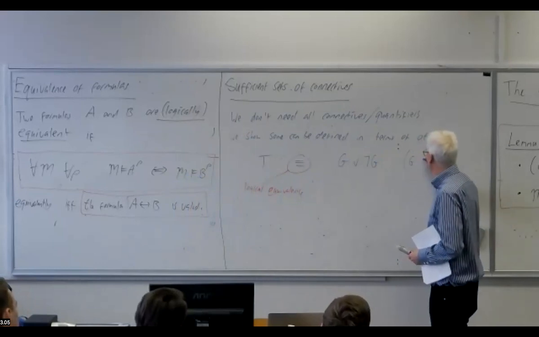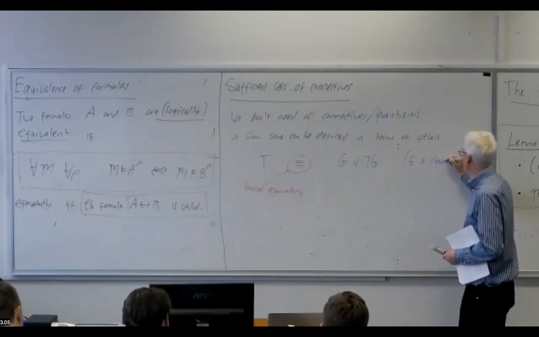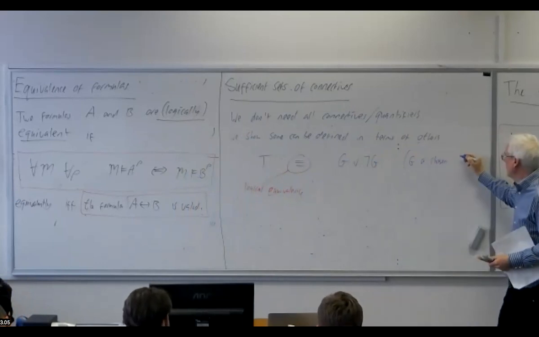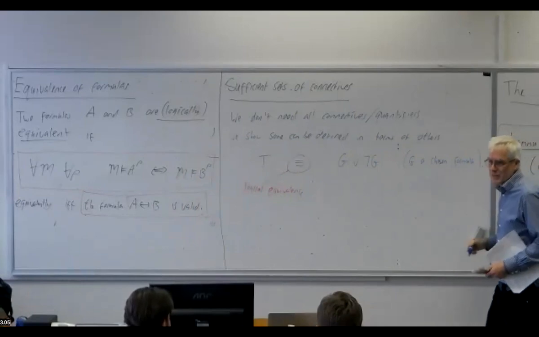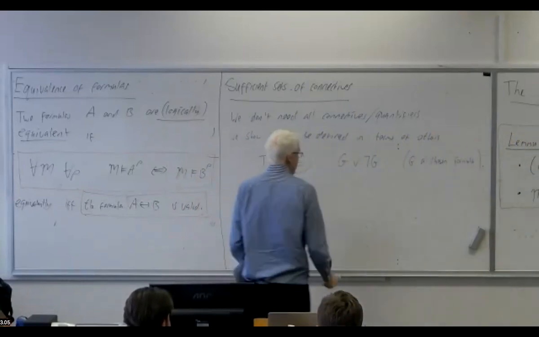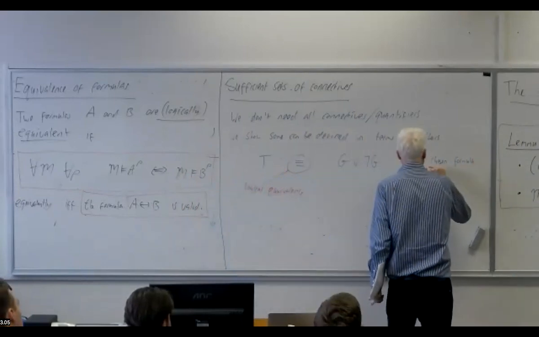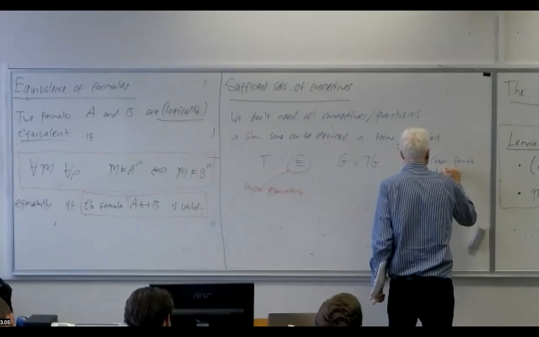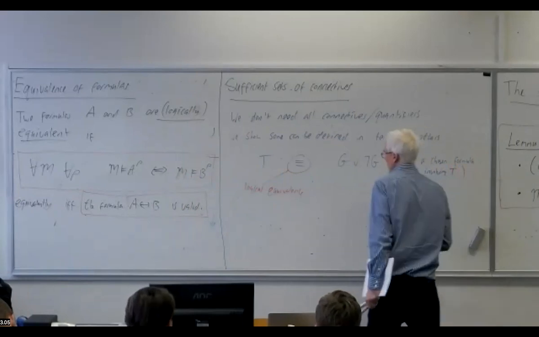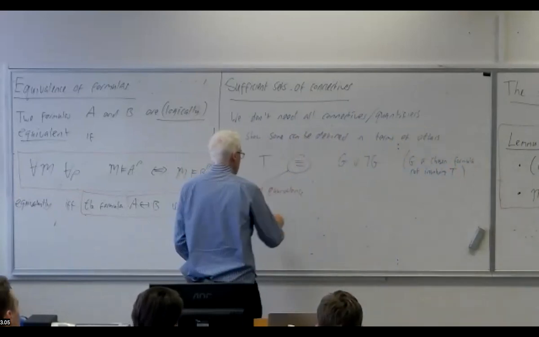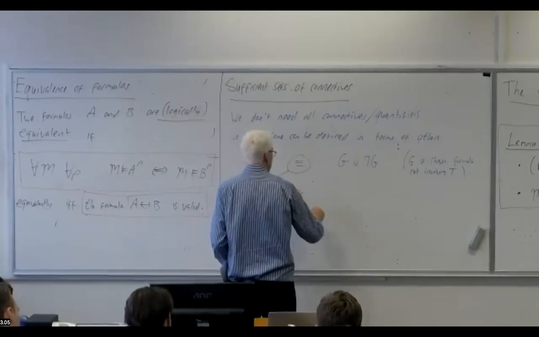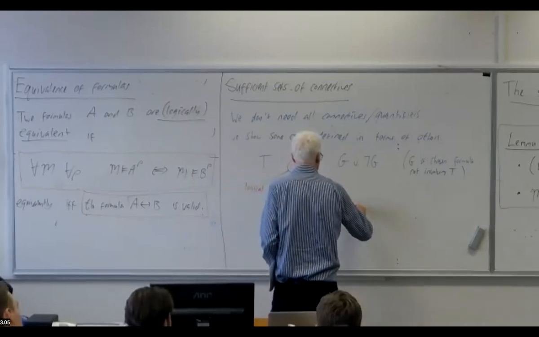So G is a chosen formula, but it could just be a chosen formula. It doesn't need to be atomic. It's not involving true, but it could be atomic. And false, of course, we can eliminate because false is equivalent to G and not G.